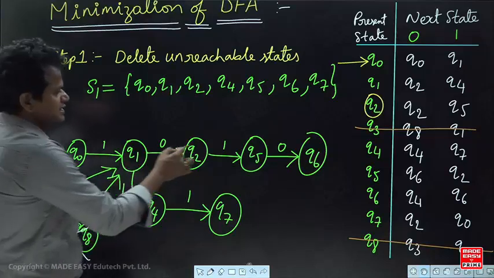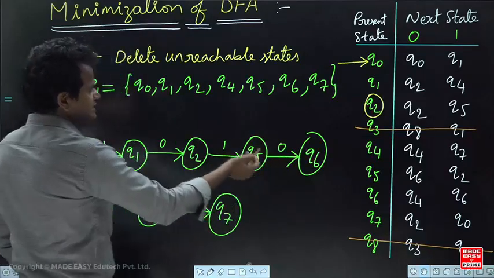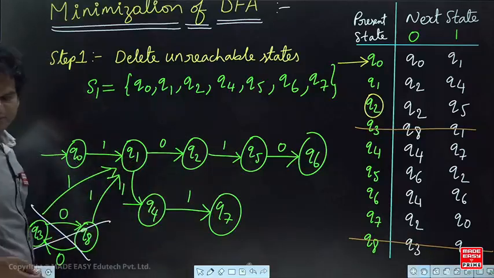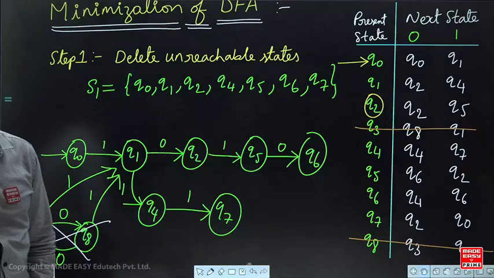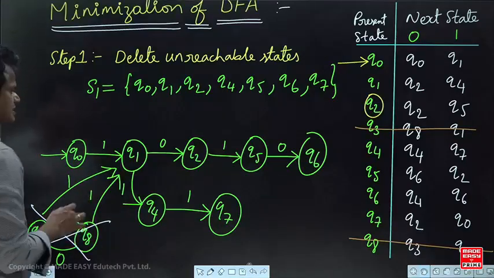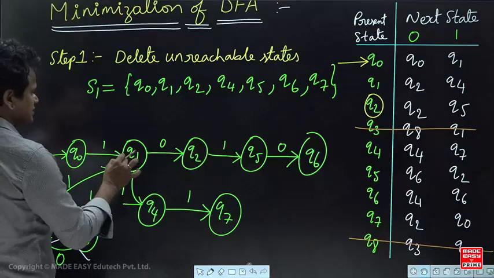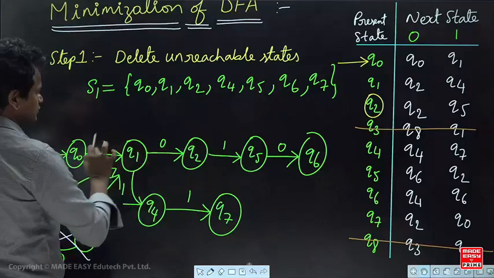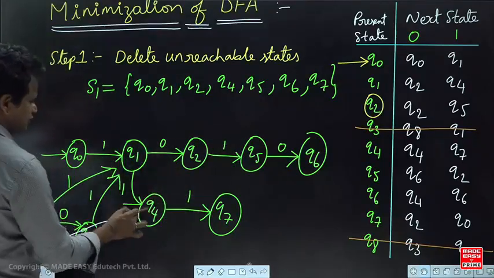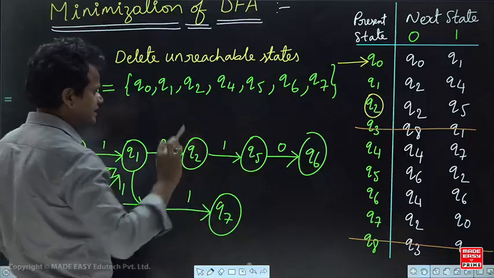So here I am checking what are the states that can be reached. I am not writing the complete diagram. I am checking what are the states you can reach. From Q0 you can reach Q1. From Q0 you can reach Q2. There is a path to Q5, Q6, Q4, and Q7. That's it.